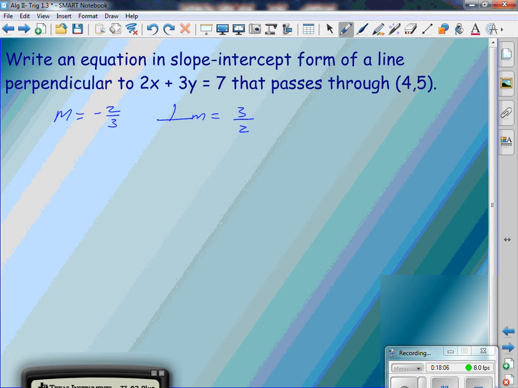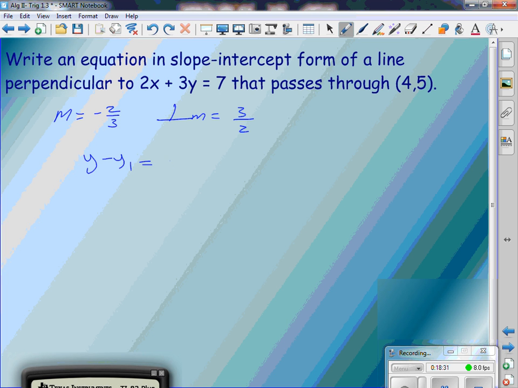If my slope was 5, what's my perpendicular slope? Negative 1/5. The positive becomes a negative, and actually 5 is 5 over 1. When you flip it, it becomes 1 over 5. Here's your slope, here's your point. I want you to finish it off. I want you to do it.